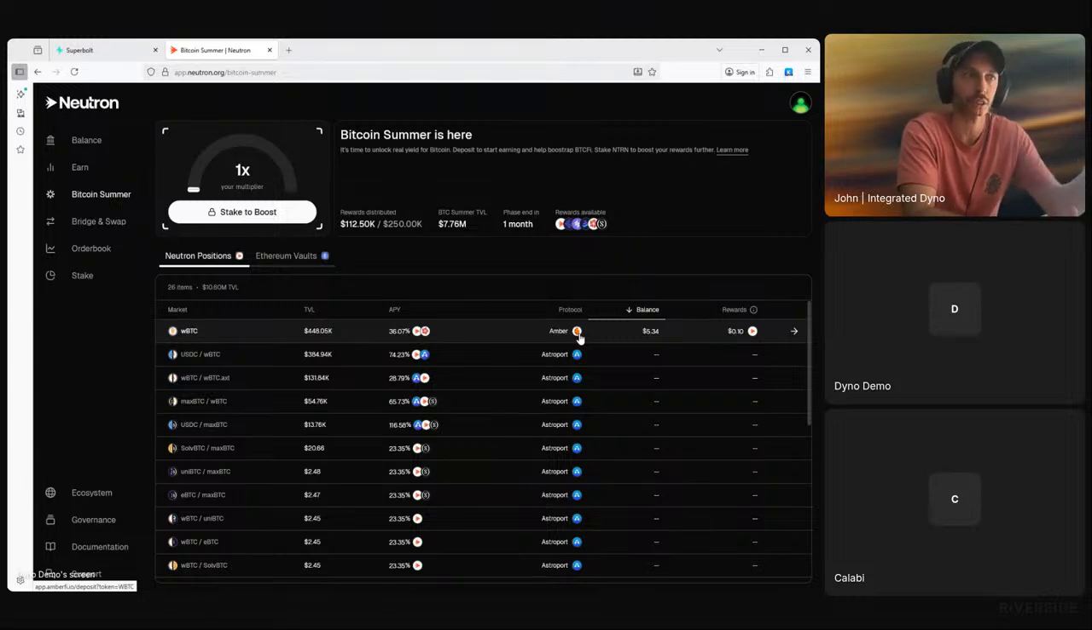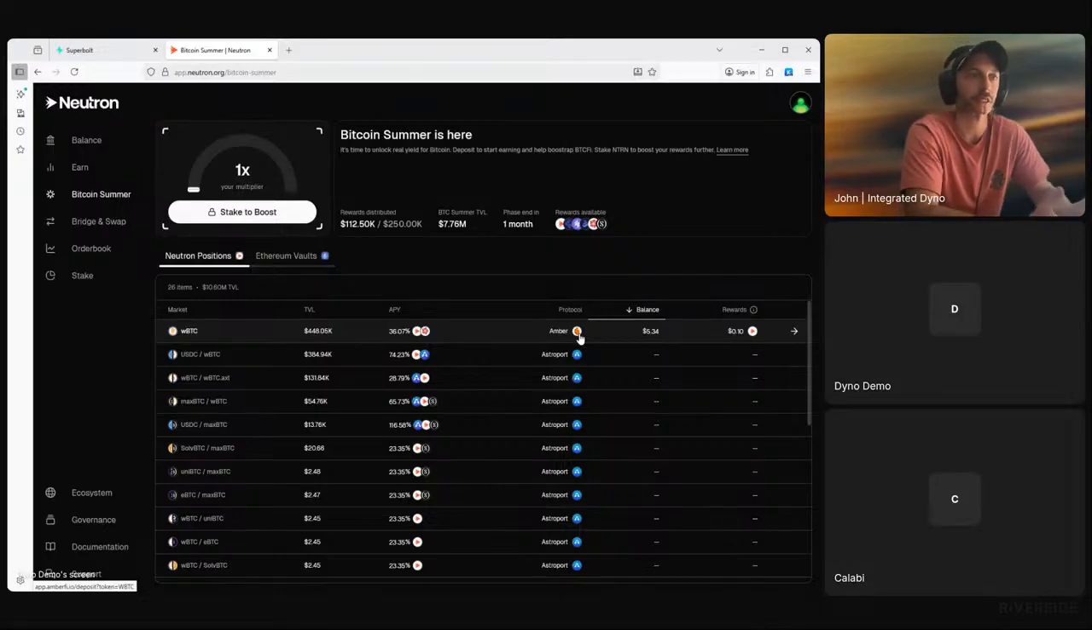Even with no neutron incentives for Bitcoin Summer, if there's something like lend Bitcoin for 5% APR, that's massive. Like, where else can you get 5% APR from just lending? On Aave, Morpho, you're getting like 0.5% for lending Bitcoin. And so that's how this ecosystem is being bootstrapped for long-term sustainability and scalability.